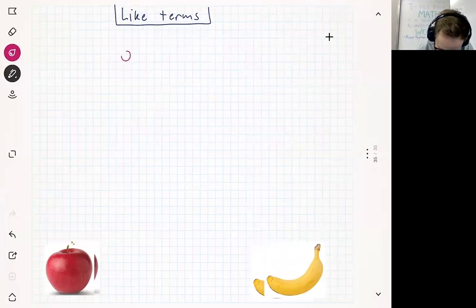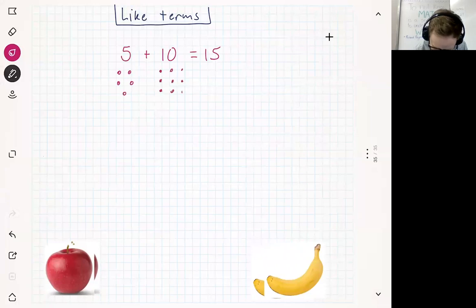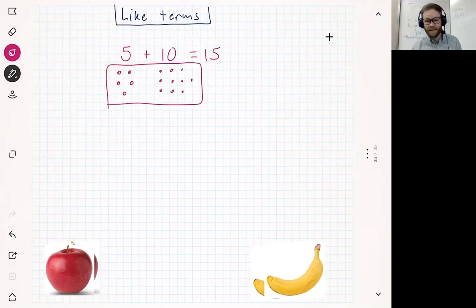Let's say I've got the number 5 and we add to that the number 10. I bet all of you know how to combine those. But all of you know how to combine those because both of these are constants. So 5 and 10 are constants. We can combine them. 5 plus 10 equals 15. The combination of 5, let's say this is saying 5 dots, plus another 10 dots. If you look at all of those together, we've got 15 dots. And so that's how we can combine like terms.